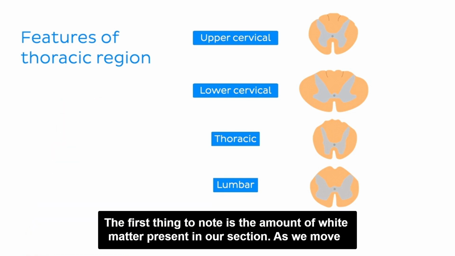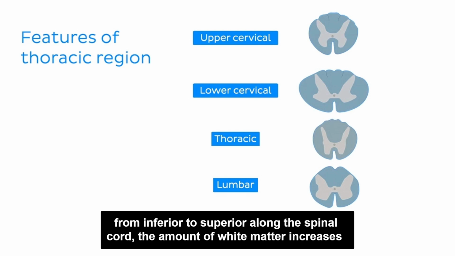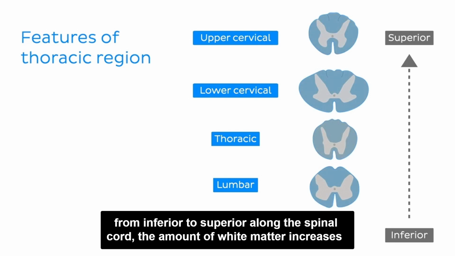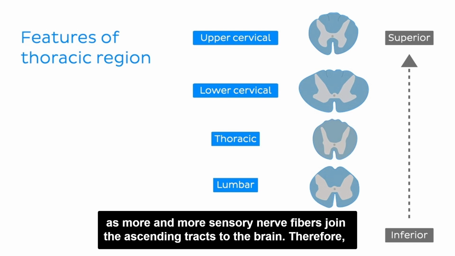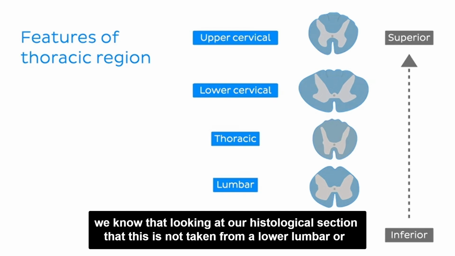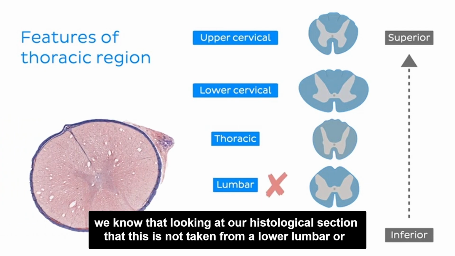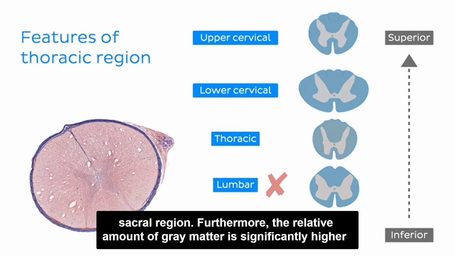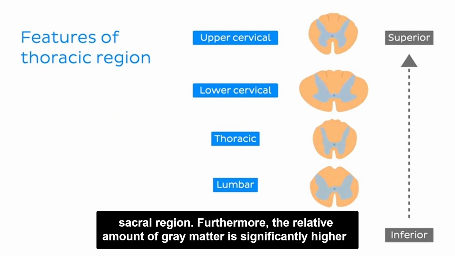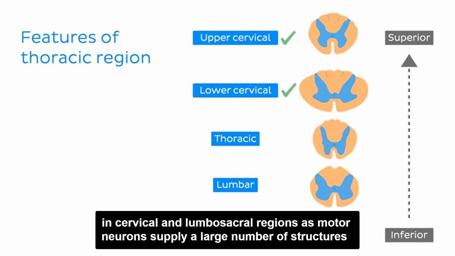The first thing to note is the amount of white matter present in our section. As we move from inferior to superior along the spinal cord, the amount of white matter increases as more and more sensory nerve fibers join the ascending tracts to the brain. Therefore, we know that looking at our histological section, this is not taken from a lower lumbar or sacral region.